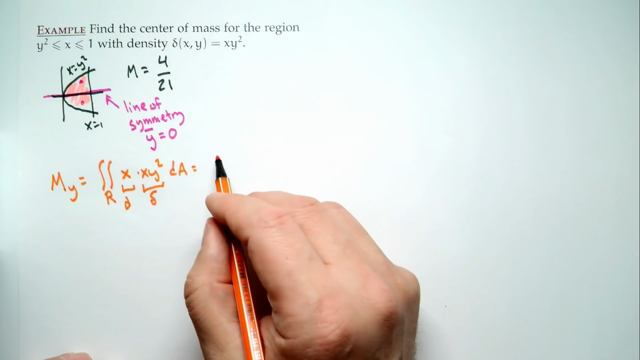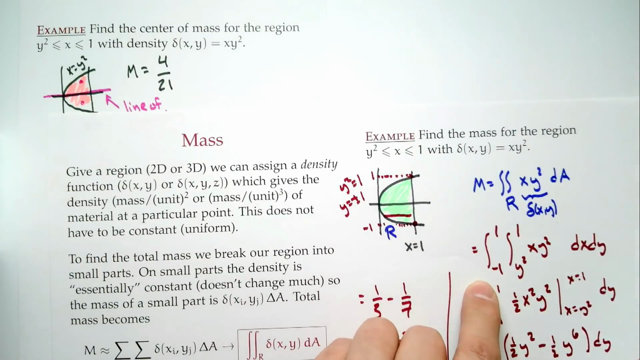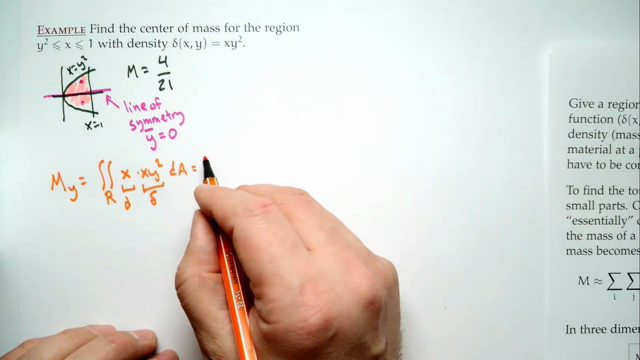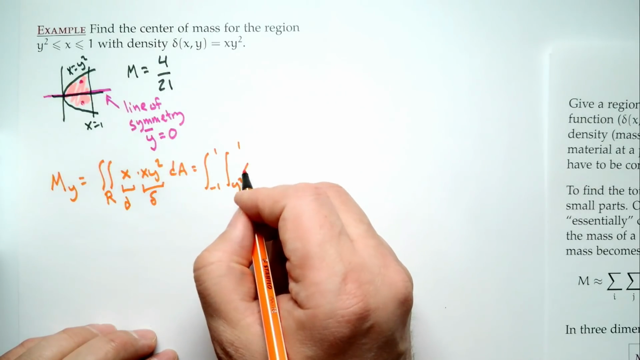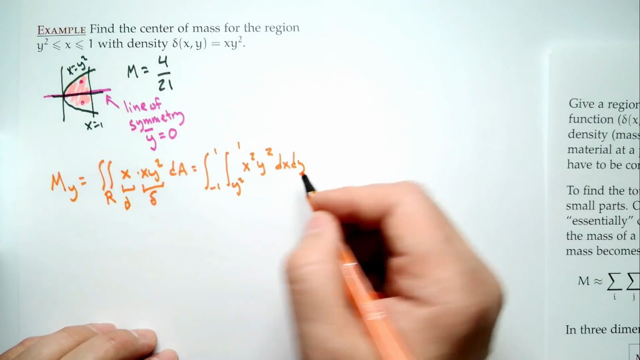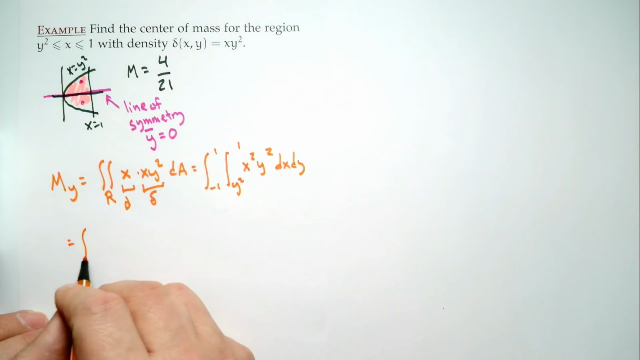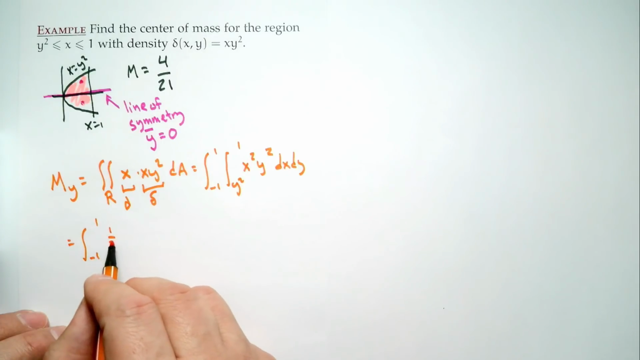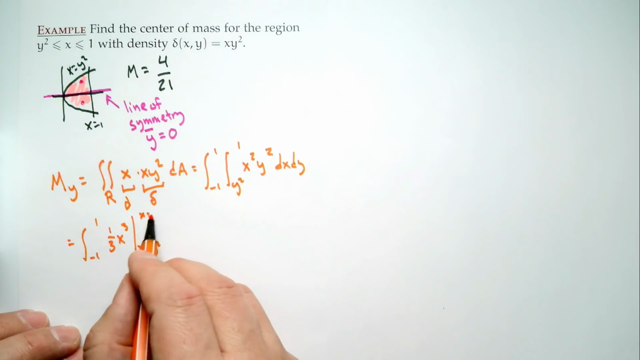All right, so if we go back to the integral that we had on our last problem, we'll see it's pretty much the same integral. The only thing that changed is we have an extra x in there. So I can just copy down from last time. This is the integral from -1 to 1, integral y squared to 1 of x squared y squared dx dy. And away we go. All right. So this becomes the integral -1 to 1 of 1/3 x cubed, evaluated from x equals y squared to x equals 1.